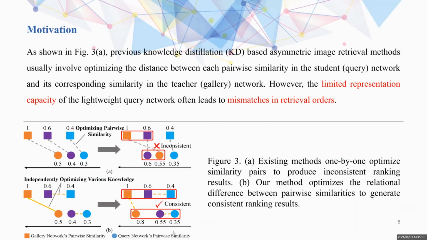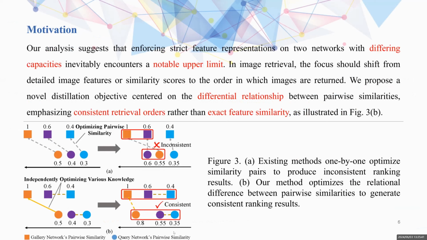As shown in Fig. 3a, previous knowledge distillation (KD) based asymmetric image retrieval methods usually involve optimizing the distance between each pairwise similarity in the student (query) network and its corresponding similarity in the teacher (gallery) network. However, the limited representation capacity of the lightweight query network often leads to mismatches in retrieval orders. Our analysis suggests that enforcing strict feature representations on two networks with differing capacities inevitably encounters a notable upper limit.